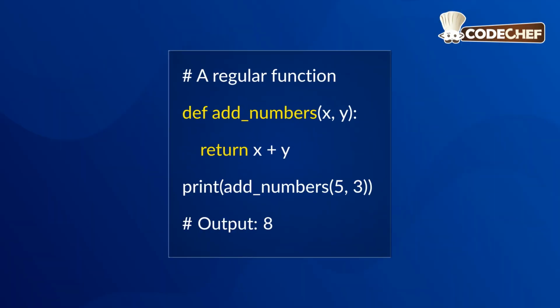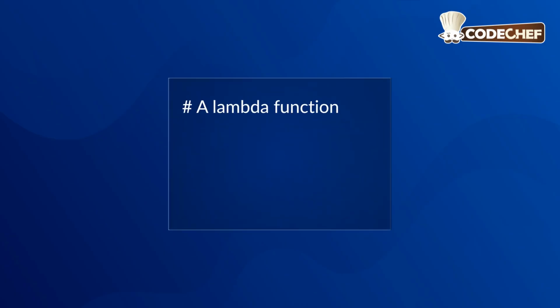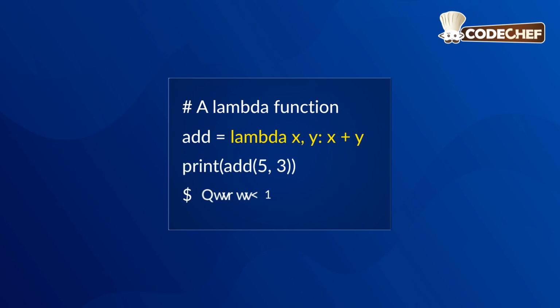Let's write a simple function that adds two numbers. Here's what we already know using the def keyword for this. Now, let's write the exact same function using Lambda. We can assign it to a variable, then call it just like a regular function. As you can see, we get the exact same result with just one line of code. Lambdas are powerful for one-time tasks without a name.